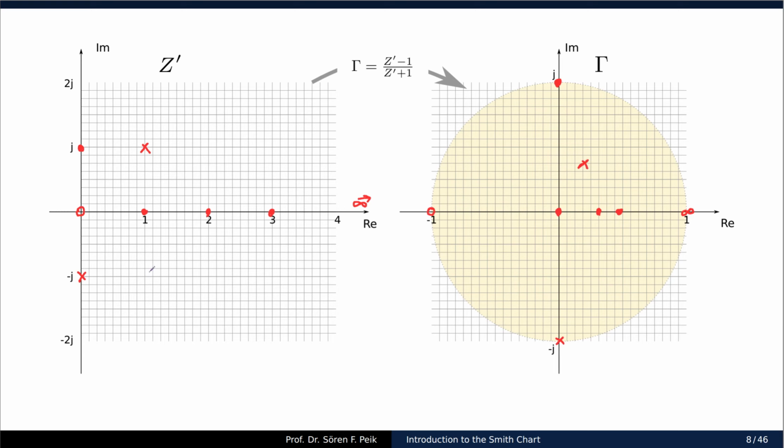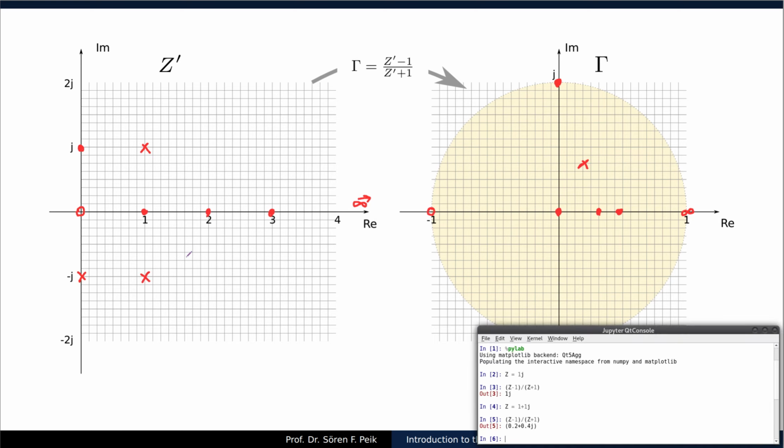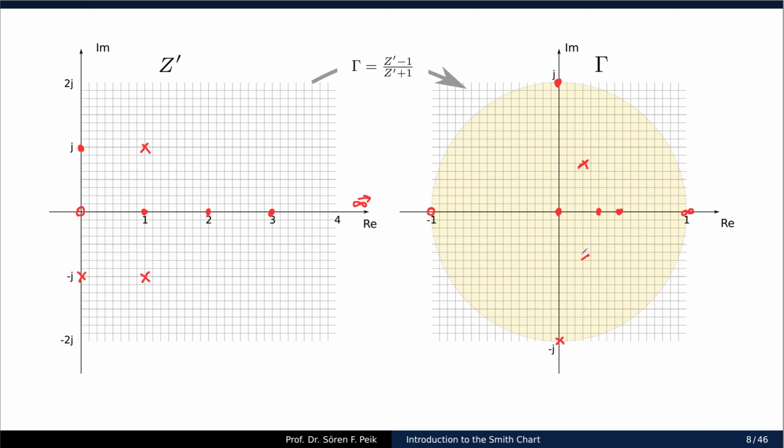1 minus j, let's do that one. 1 minus j becomes, when I do the calculation again, 0.2 minus 0.4j. So it's the same but mirrored on the other side. So it's here. 1 plus 2j, how about that? That would be here.